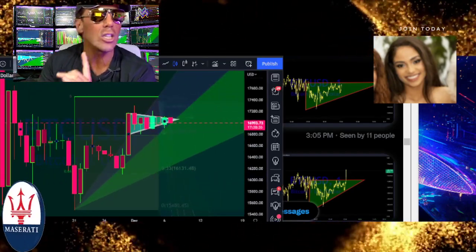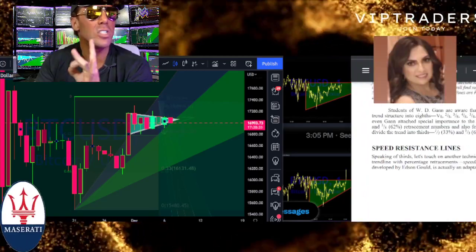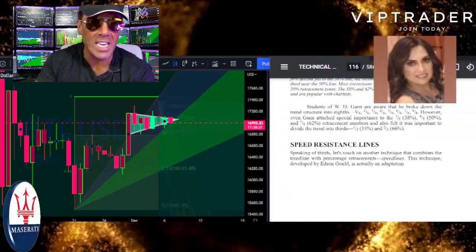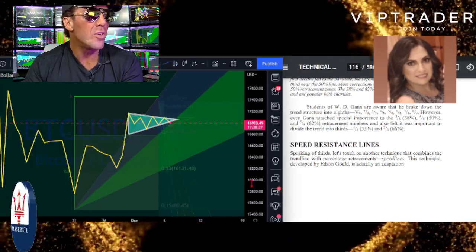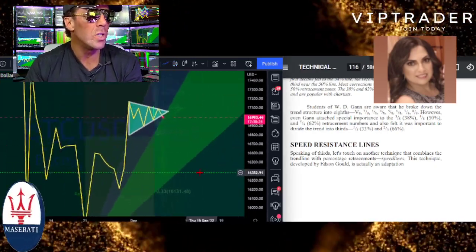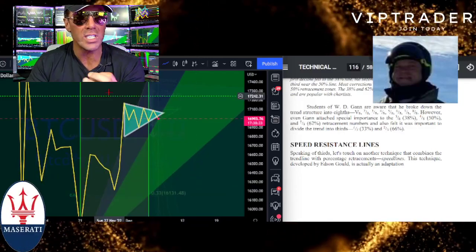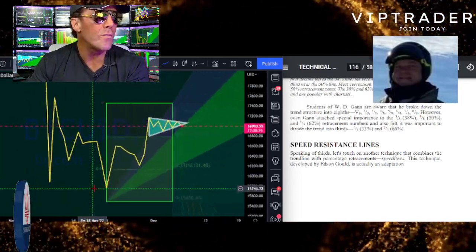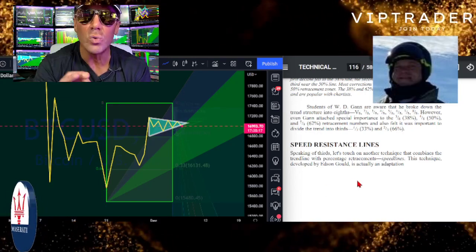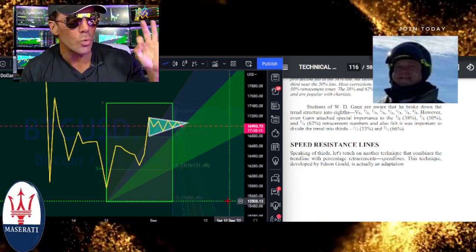We're going to be learning, digging in to speed resistance bands as we discuss on the daily time frame, the current potential for a bull pennant, the move to the upside, symmetrical consolidation. I want to inform you about speed resistance lines and the relevancy currently with Bitcoin.